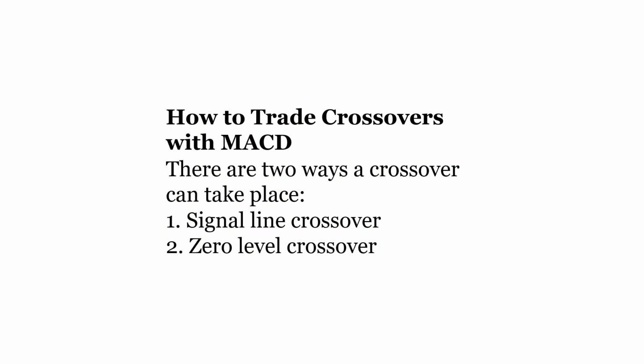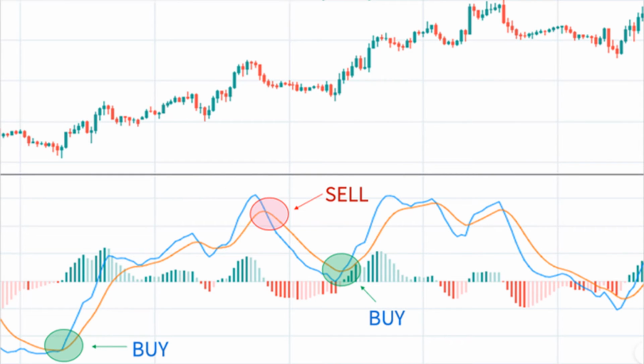There are two ways a crossover can take place. There can be a signal line crossover, and there can be a zero line crossover. Let's look at signal line crossovers. When the prevailing trend starts to reverse, the faster MACD line will react first and eventually crosses the signal line, resulting in the histogram changing sign.